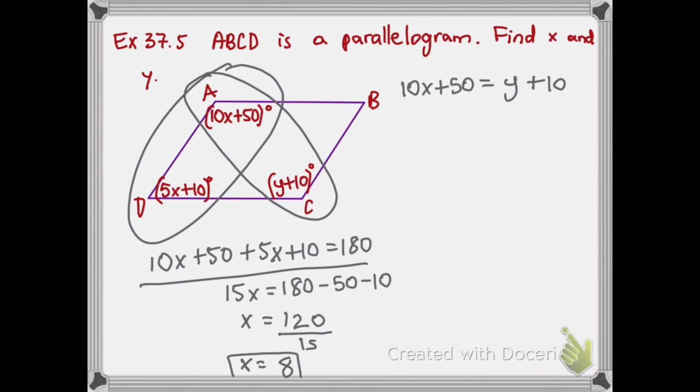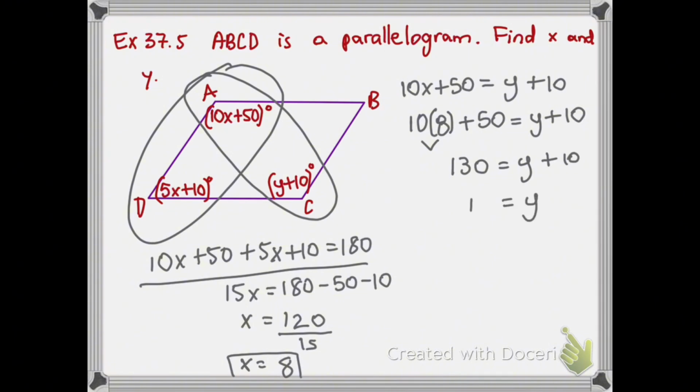Now with the value of x, we can come here and substitute the value of x, which is 8, in this part of the equation, so that now we only have one variable. And so this would be 80 plus 50 is 130 equals y plus 10, and the 10 goes to subtract. And the answer for y would be 120.